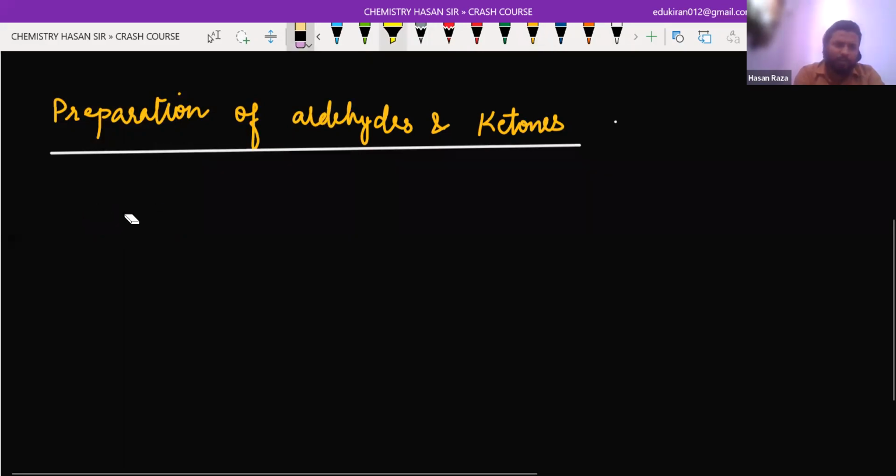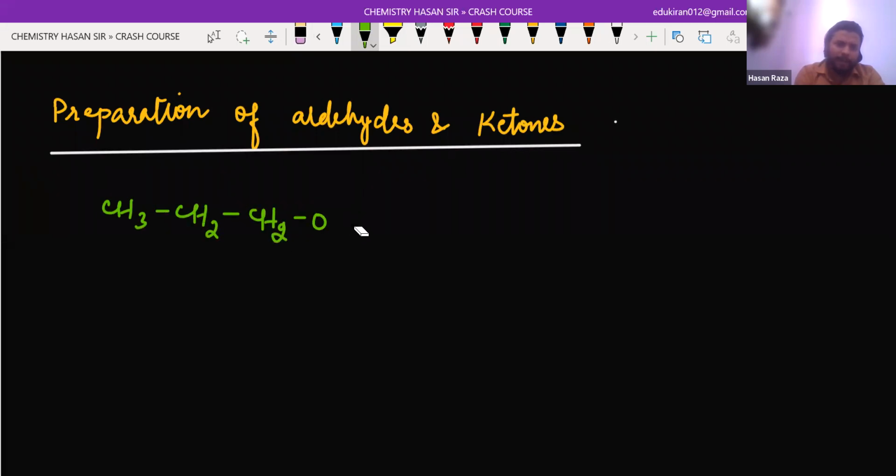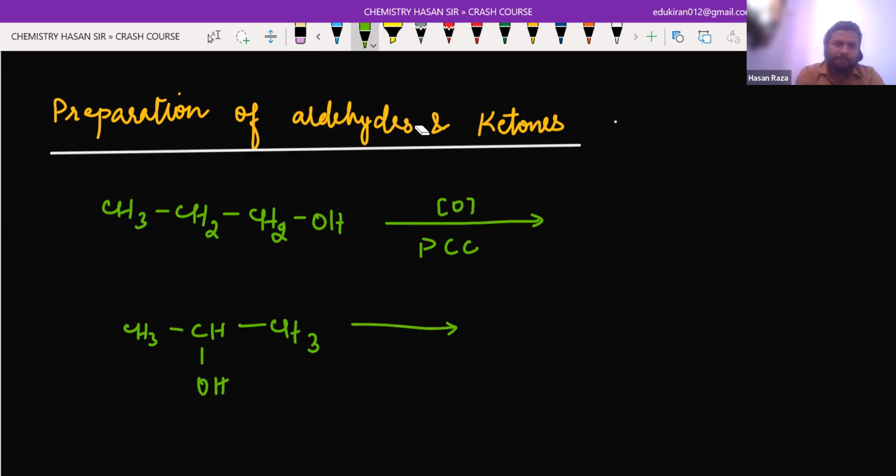Okay. So the first reaction I'm going to give you is RCH2OH, or we can remove the R, which is basically an alkyl group. So I'm going to give you CH3CH2CH2OH. And if you are going to oxidize it in the presence of a mild oxidizing agent like PCC, please let me know the answer. In this, we are going to use a strong oxidizing agent, you can use KMnO4 and so on.